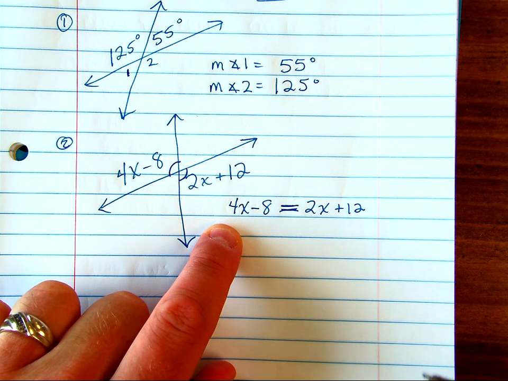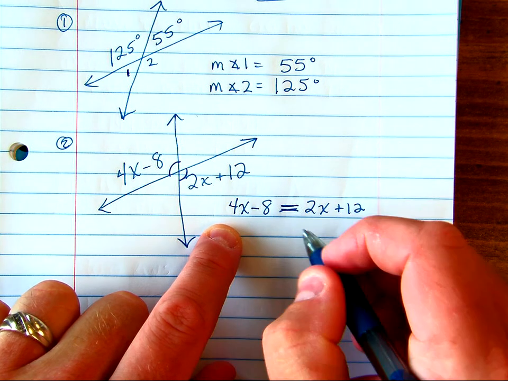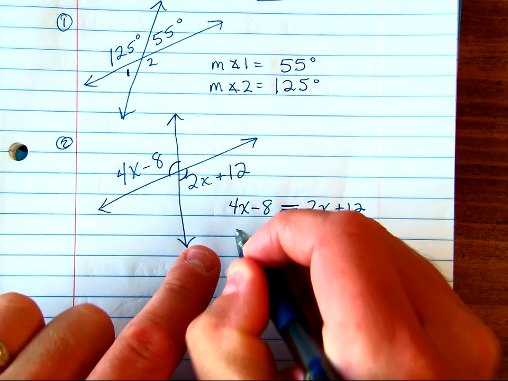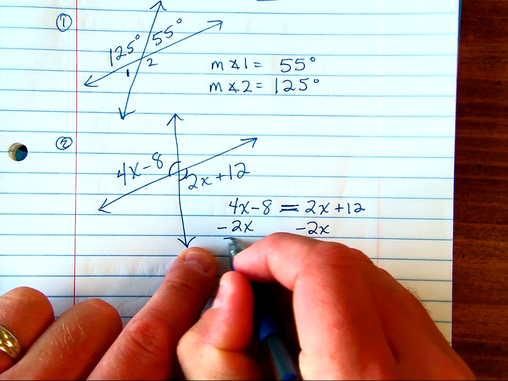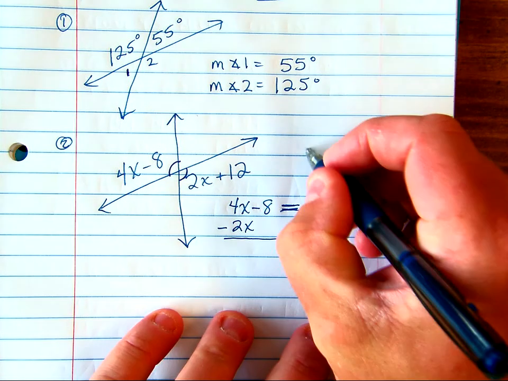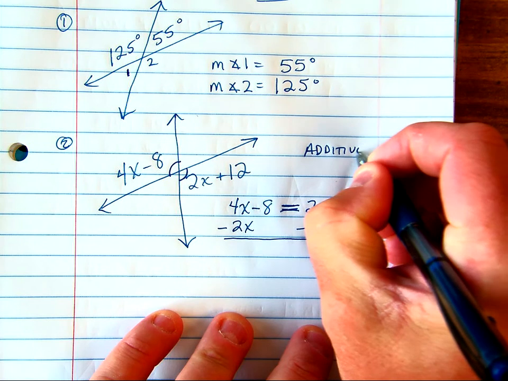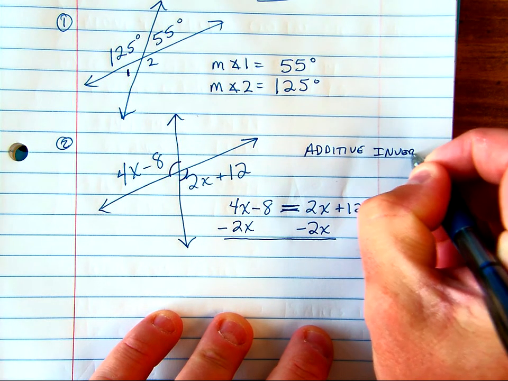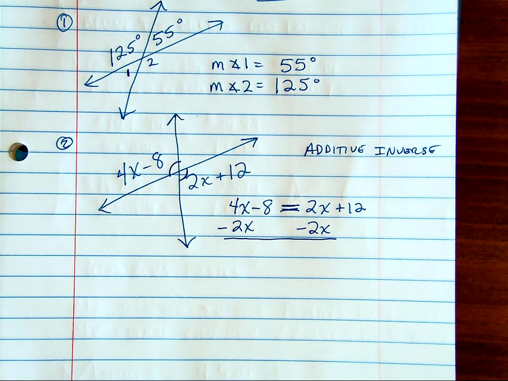Aiden? You bring the 2x down, make it a negative 2x. Right. And then you put a negative 2x under the 4x. Right. We call that the inverse, because inverse means opposite. And because we added a negative 2x to each side, the technical term is called the additive inverse. I'll write it down for you. Additive inverse. That's what we applied. Additive inverse.